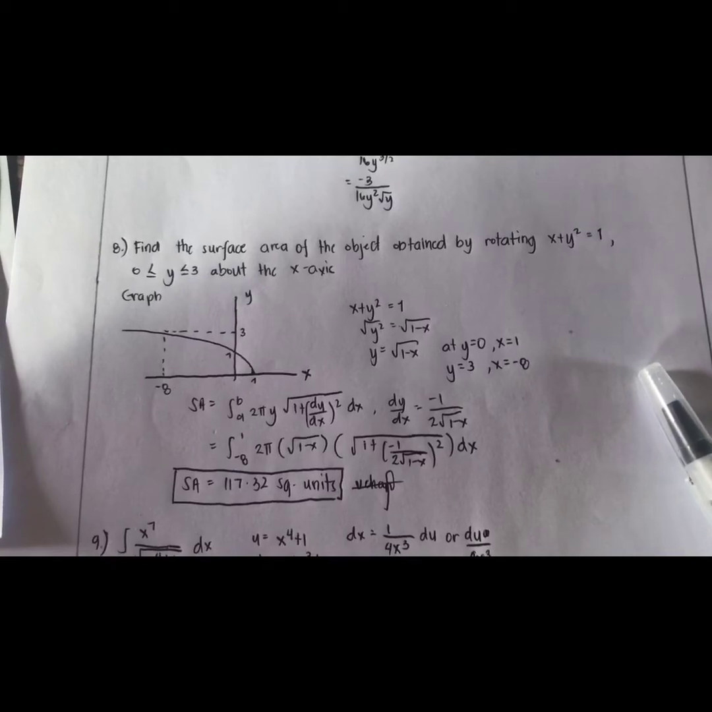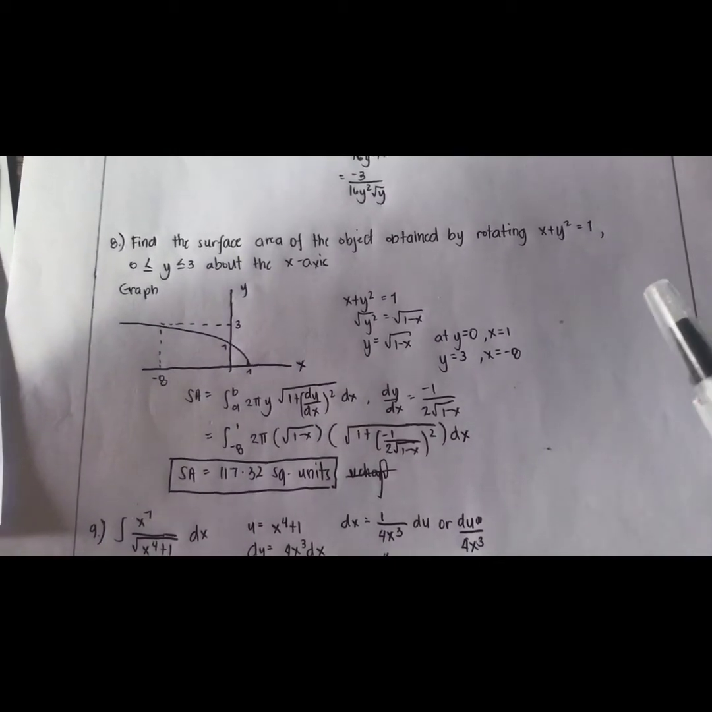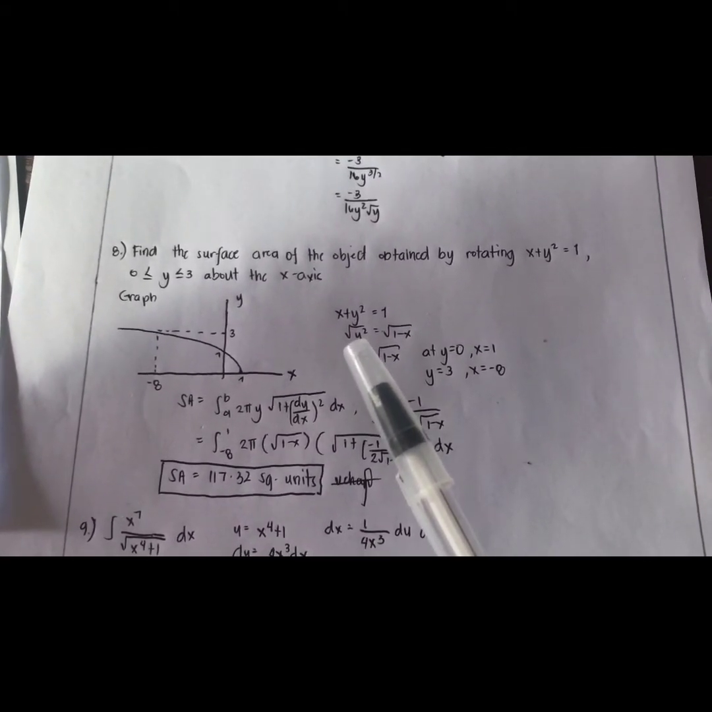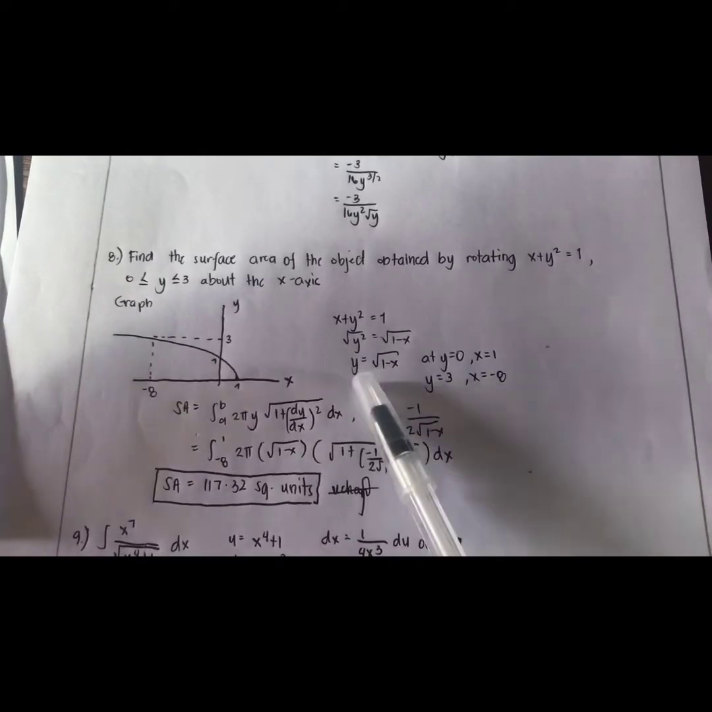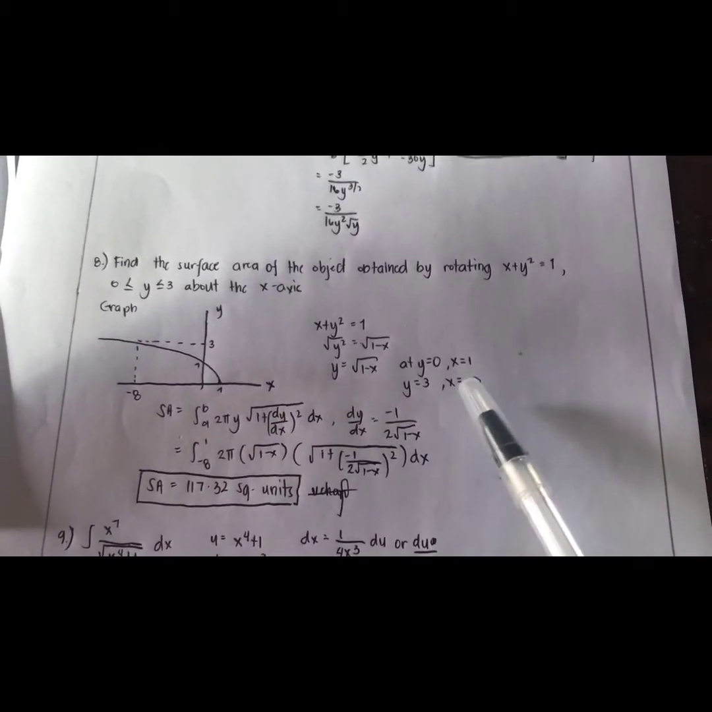Problem number 8. Find the surface area of the object obtained by rotating x plus y squared is equal to 1, y greater than or equal to 0 but less than or equal to 3, about the x-axis. Now if we're going to graph the equation, the graph will look like this. In the first step, we're going to solve for y using the equation x plus y squared is equal to 1. So we will have y is equal to the square root of 1 minus x. So if y is equal to 0, x would be equal to 1. And if y is equal to 3, x would be negative 8.